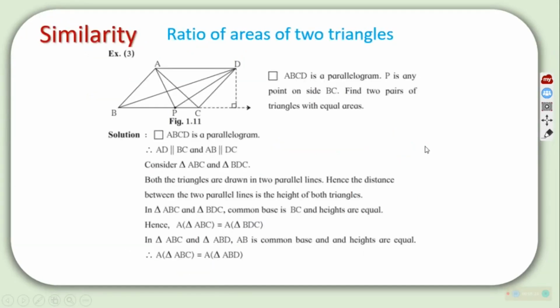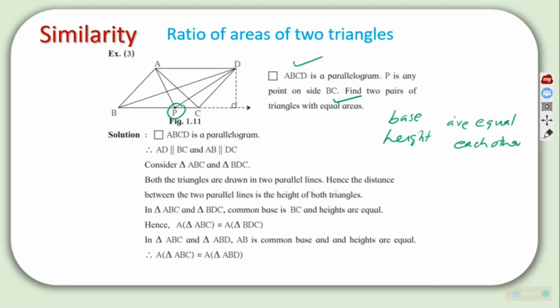Another example given is a parallelogram ABCD, and P is a point on the side BC. Find two pairs of triangles with equal areas. You need to find two triangles with equal area. The areas of triangles will be equal when their base and height are equal to each other.